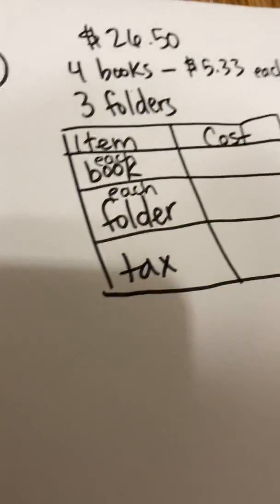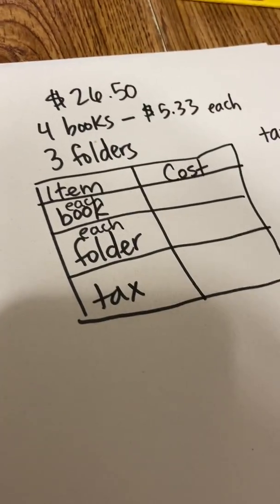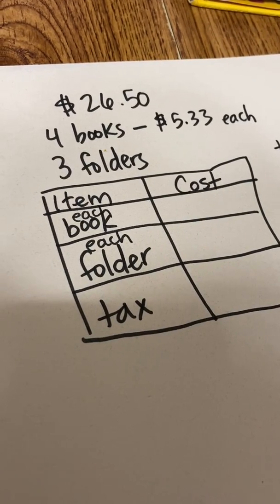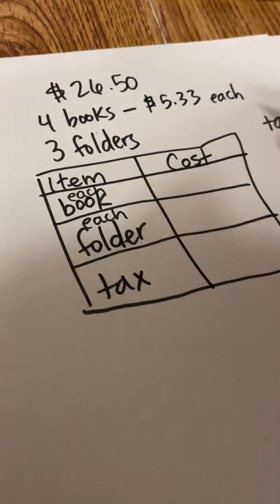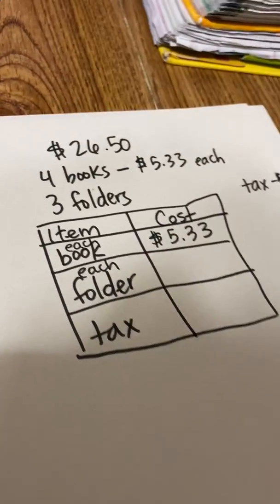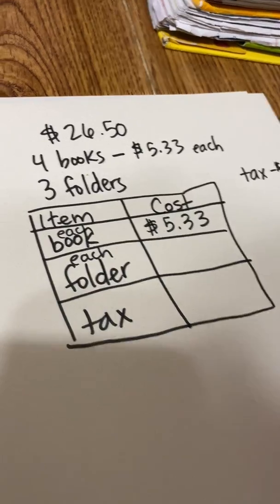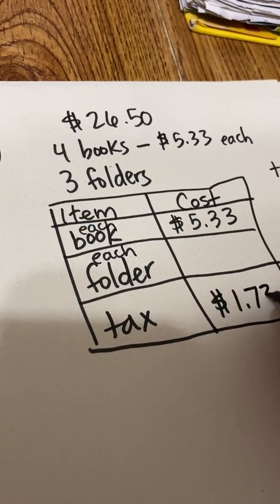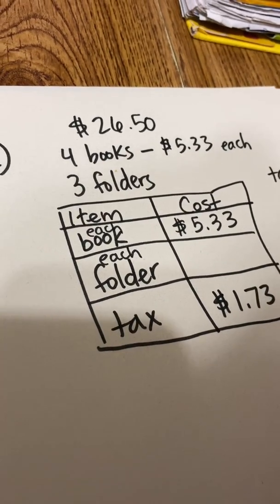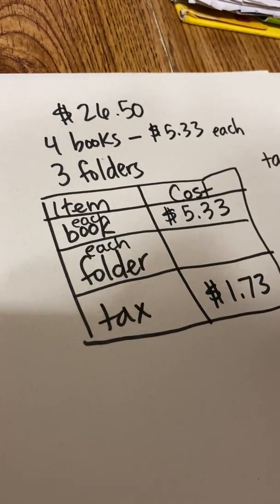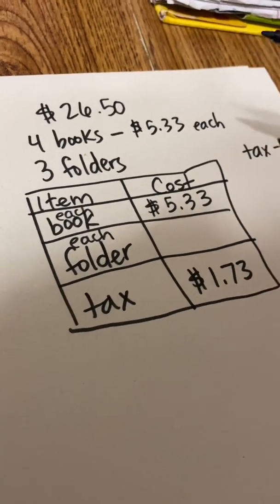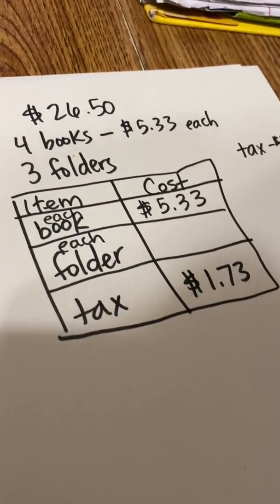They want us to find out, okay? But if I look at the information, they already tell me the cost of each book. It says $5.33, so I can just put that in my chart. And then they also give me the total sales tax, so I can put that in. The only thing they don't give me is the cost of each folder. So I'm still gonna have to use all this information, even the 4 books and the $5.33, to find out how much each folder cost, okay?